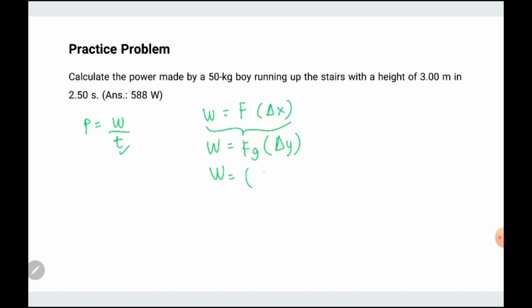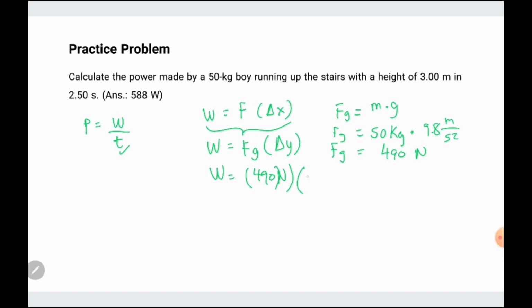How do we compute for the FG? Mass times acceleration due to gravity, 50 kilogram times 9.8 meter per second squared. What's that? 50 times 9.8, 490. Kilogram times meter per second squared is newtons. That's my force. And I need to be displaced. The boy needs to displace himself by 3 meters. So what's the product?